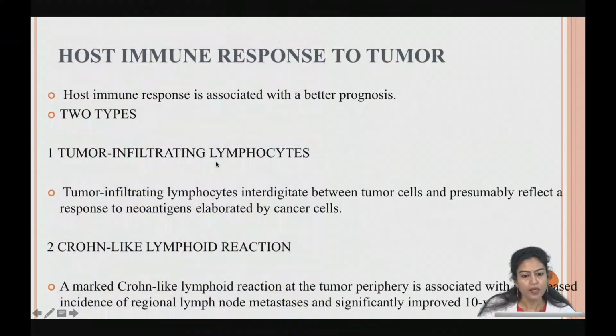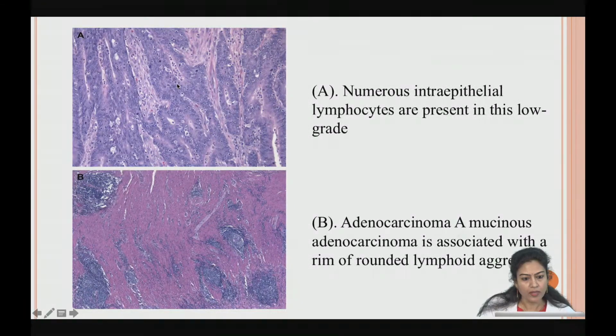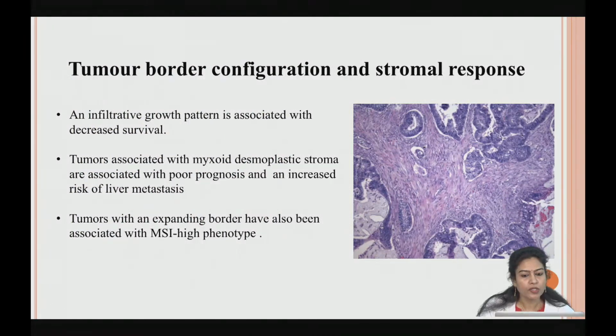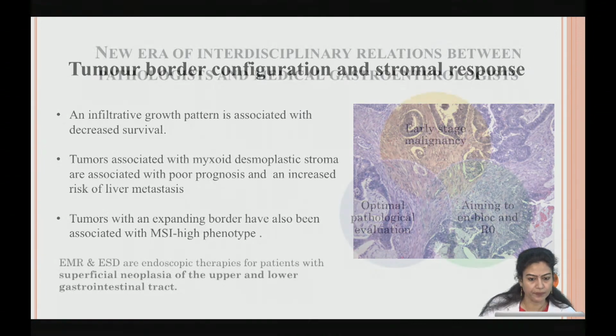The host immune response to tumor is of 2 types: tumor infiltrating lymphocytes or a Crohn's like lymphoid reaction. And why is it important that you identify these? Because they have a very good prognosis and a significantly improved 10-year survival rate. These are the small lymphocytes along with your tumor cells, and this is the Crohn's like lymphoid aggregates which are seen at the advancing front of the tumor, and these have good prognosis. Also, tumors associated with marked desmoplastic stroma have poor prognosis and increased risk of liver mets, and these are also associated with the MSI high phenotype.